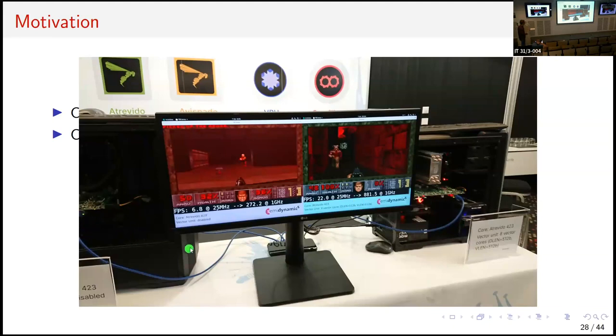And on the left, they just disabled the vector unit. On the right, it's enabled. And then they run Doom on both. And on the left, you get 6.8 frames per second, and on the right, you get 22 frames per second.